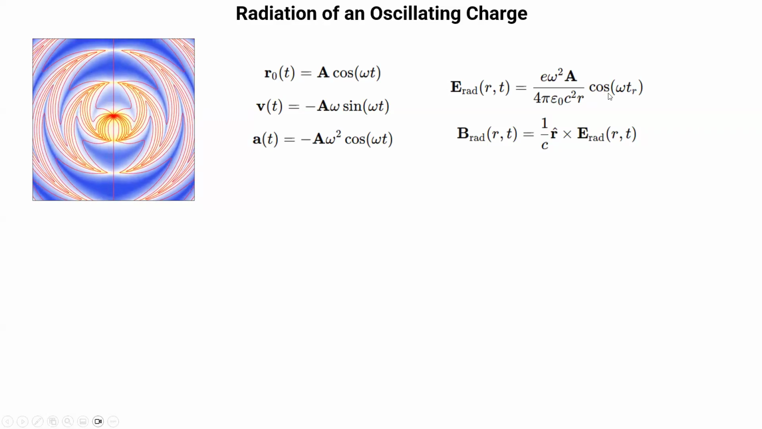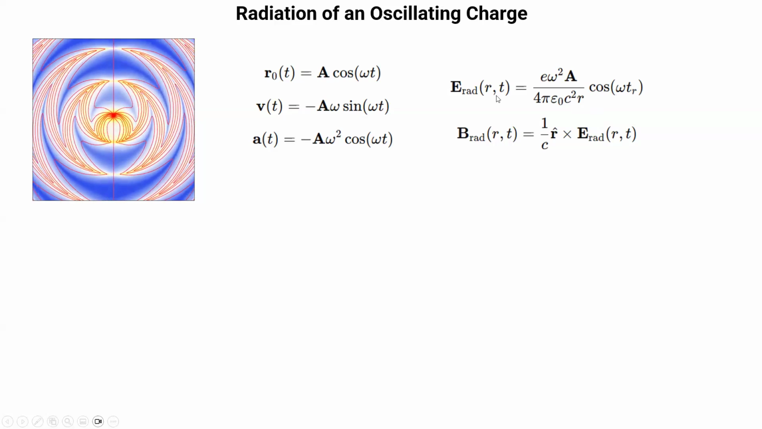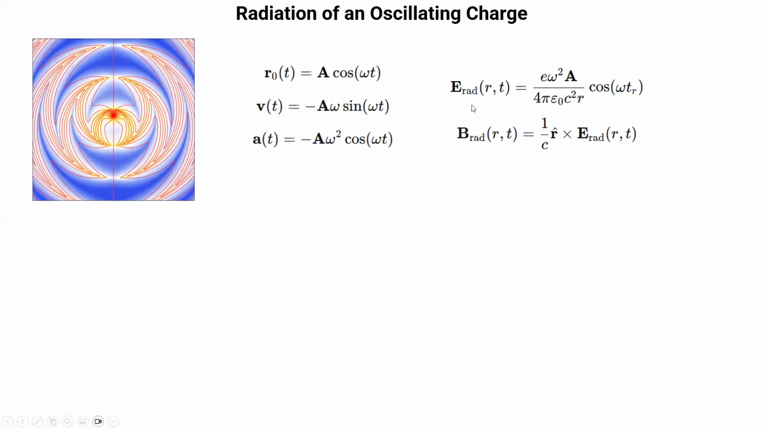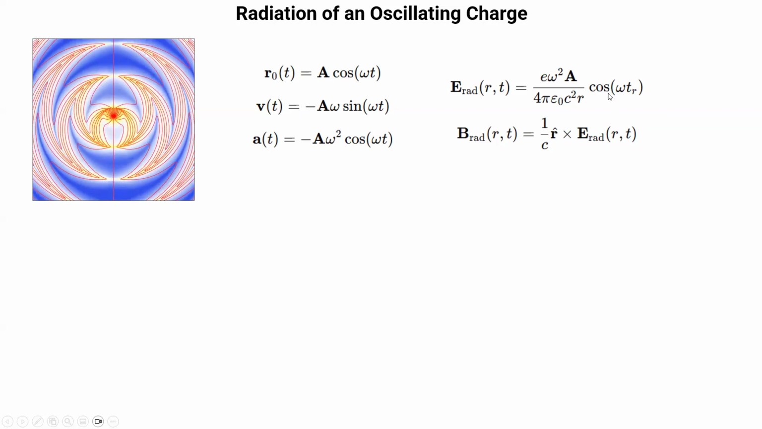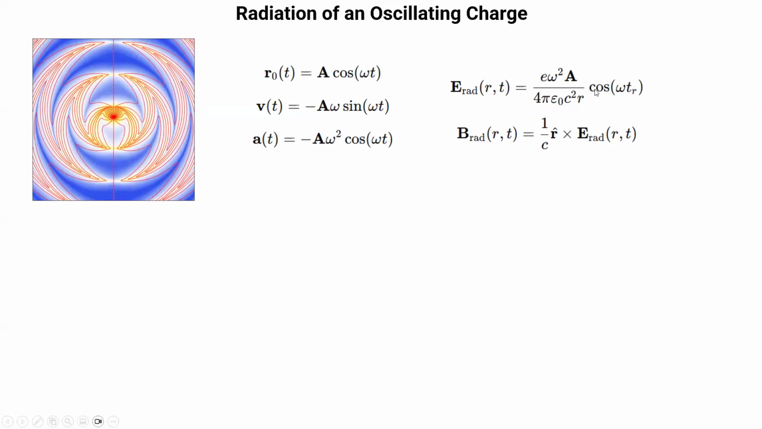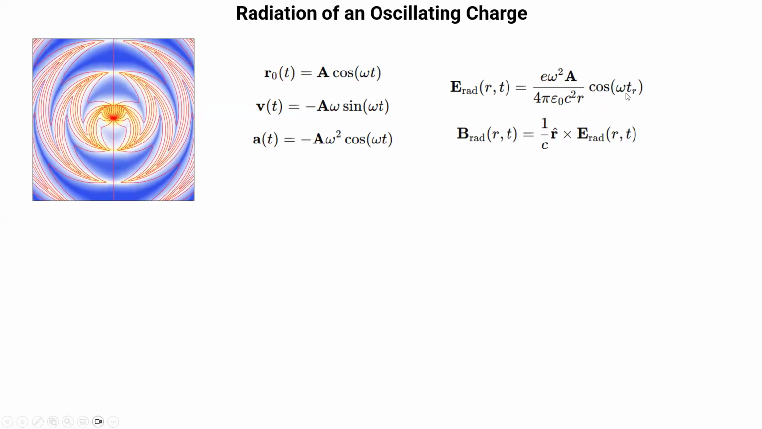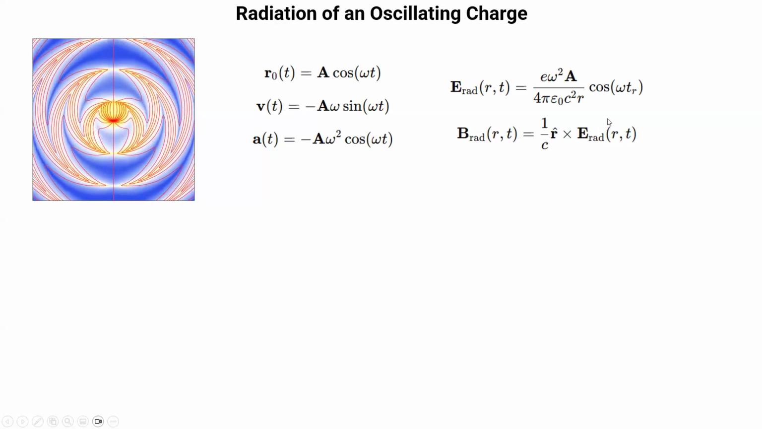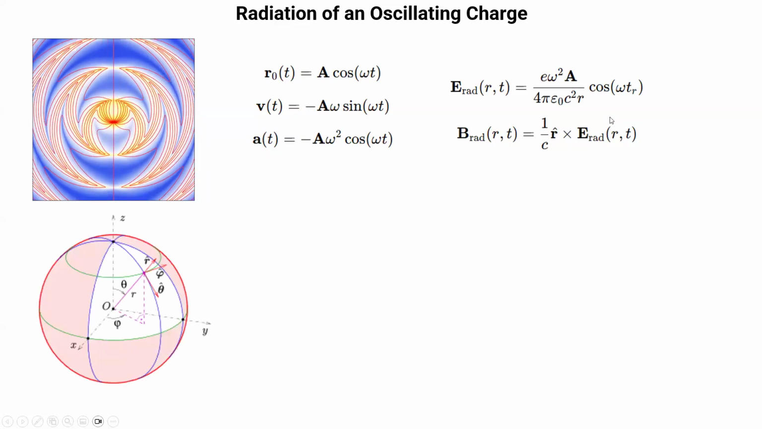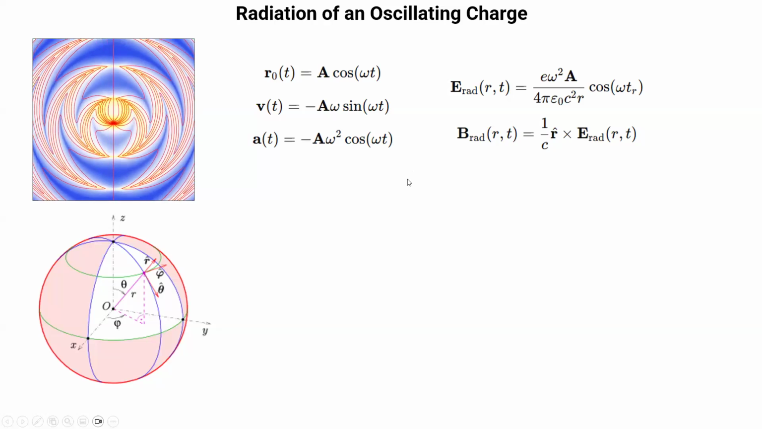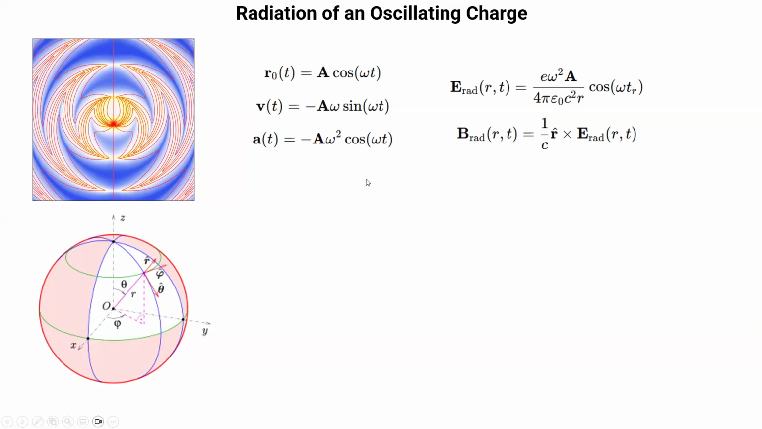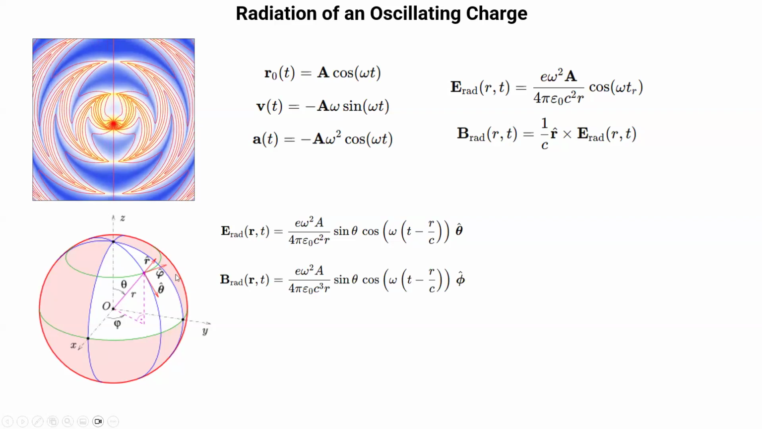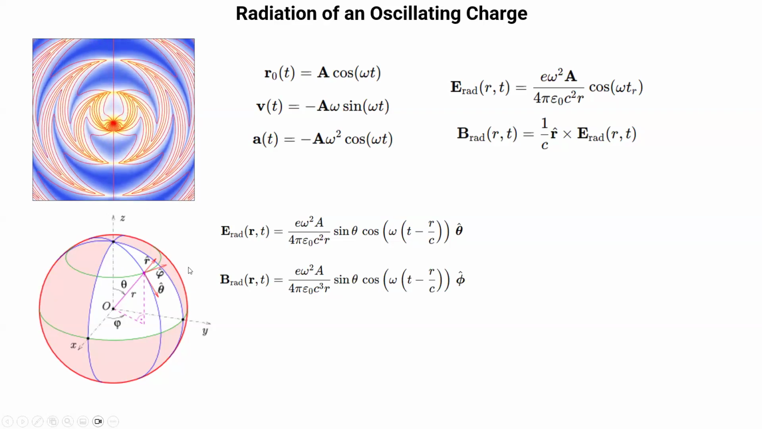An important point to notice here is that the radiated electric and magnetic fields oscillate with the same phase. Electric and magnetic field oscillate with the same phase. And now I'm interested in how this electric and magnetic field are distributed in space.